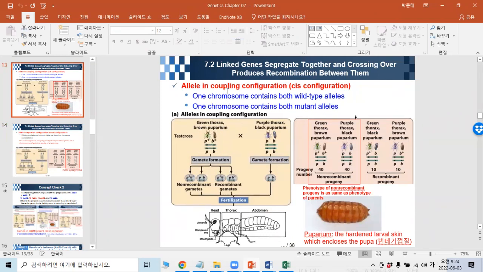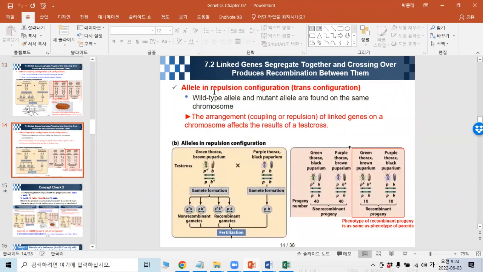This case is in their coupling configuration. In this case, they are in the repulsion configuration. So in this case, their non-recombinant will be like this, and recombinant will be like this. Okay, and they will cross with each other. This one is the non-recombinant progeny because their number is higher, 40 and 40, and this one is 10, 10, this is the recombinant because their number is small.